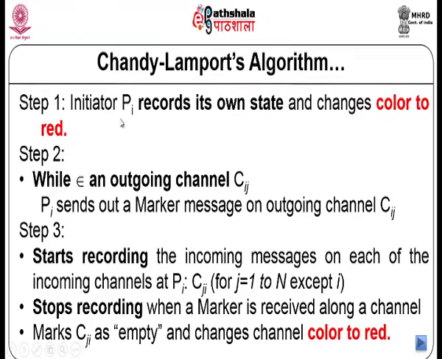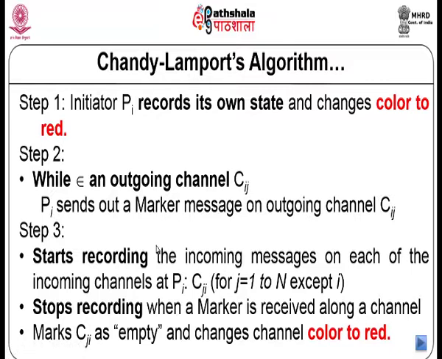I have an initiator which initiates the recording, and it first records its own state. So, so far how many messages have been received and sent is recorded along all its incoming and outgoing channels, and it changes its color, indicating that I have recorded so far, and then it sends a marker along all its outgoing channels. Incoming channels it cannot send anything, it can only receive. Outgoing channels it can send. So, it sends a marker along all its outgoing channels, and then it starts recording now.